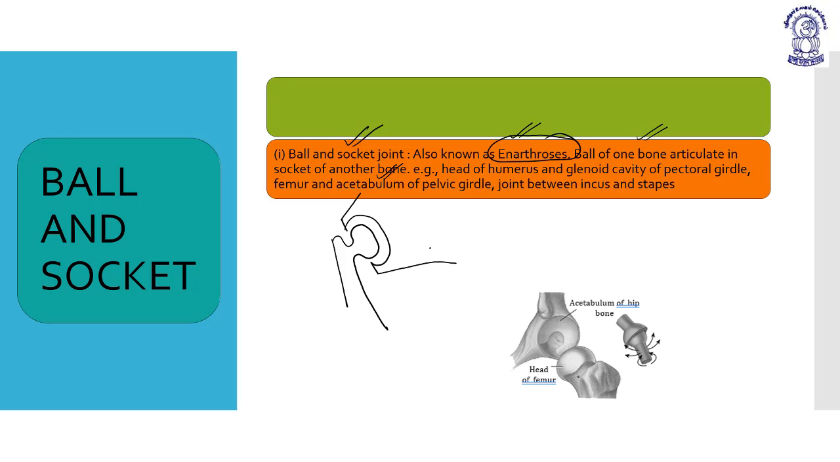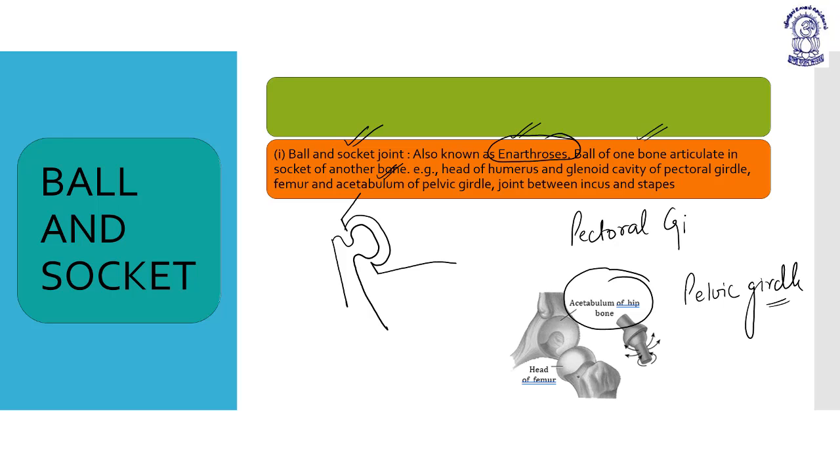So there is a ball and socket joint. The joint between humerus and glenoid cavity of scapula. The girdles, whether it is pelvic girdle or pectoral girdle, have ball and socket joints. Examples: head of humerus and glenoid cavity of pectoral girdle, and femur and acetabulum of pelvic girdle.